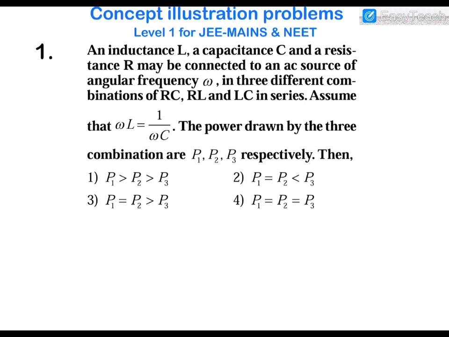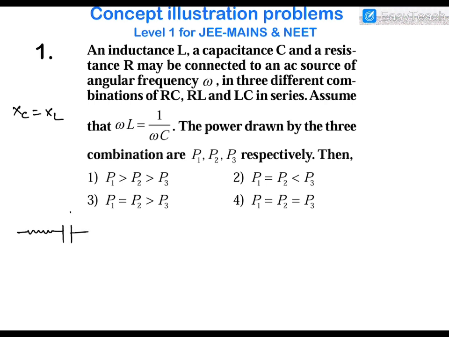In this video, we are going to discuss the concept illustration problems of AC of level 1 for JEE Mains and NEET. And in this very first question, you can see that there are three circuit elements L, C and R in such a way such that XC and XL are equal. Okay, and we have connected them into three different cases.